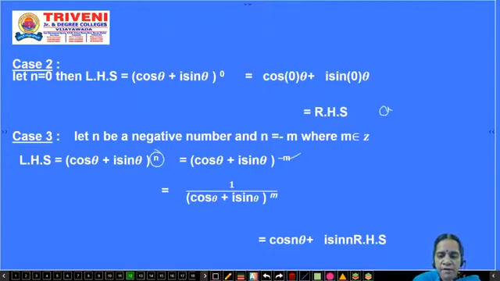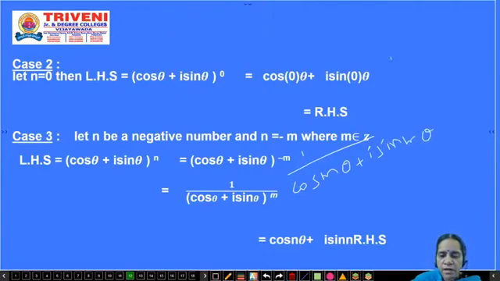Suppose a power minus m is there, we have to write it as 1 by a power m. Here, (cos theta plus i sin theta) whole power minus m is equal to 1 by (cos theta plus i sin theta) whole power m, that is equal to 1 by (cos m theta plus i sin m theta).